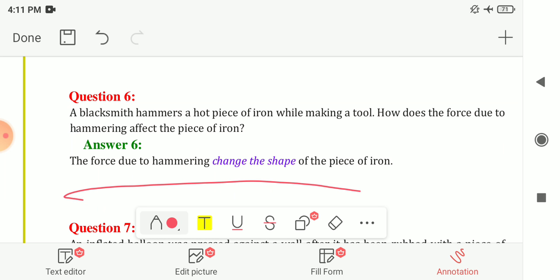So the force due to hammering changes the shape of the piece of iron. The shape of the piece of iron will get changed because of the hammering, or because of the force which this blacksmith is applying. So there is a change in shape in the iron piece.